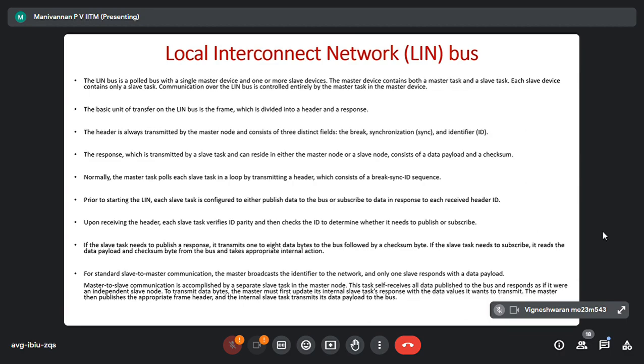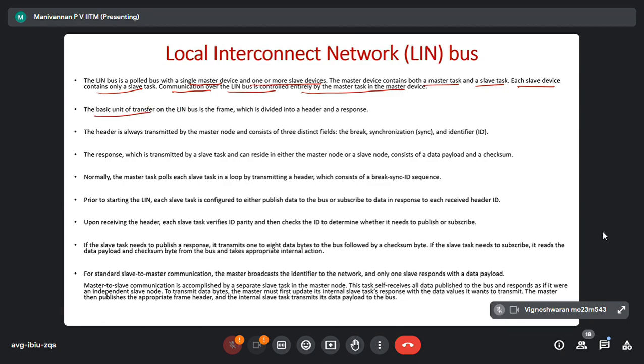Same thing only. Okay? A single master, one or more slave devices. Master contains both the master task and slave task. Please note that master also will listen to the data like CAN bus. It can also become a slave. Correct? Master itself can become a slave because it also has data. Each slave device contains only the slave task. Communication with LIN bus is controlled entirely by master. I told you, master will ask for data, slave should respond with that particular data along with checksum.